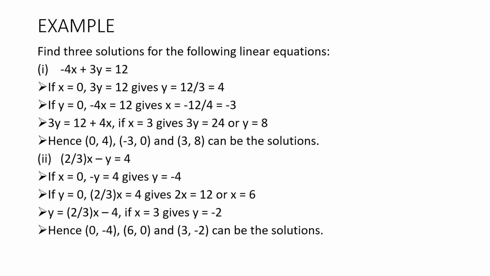If we put x = 0 in the above equation, 3y will be 12, so y will be 4. And if we take y = 0, -4x will be 12, which gives x as -3. So we have obtained two solutions. For the third solution, by trial and error, from the given equation it is very obvious that if you take x as 3, you will get 3y = 24. Take values such that the y value is a multiple of 3. So 3y = 24, or y = 8.